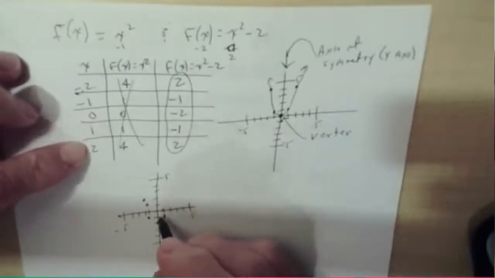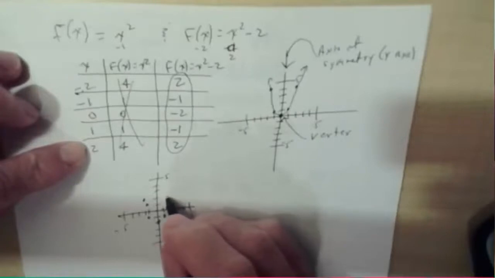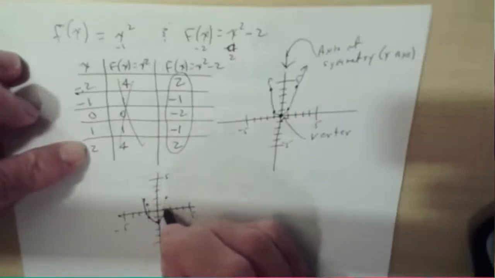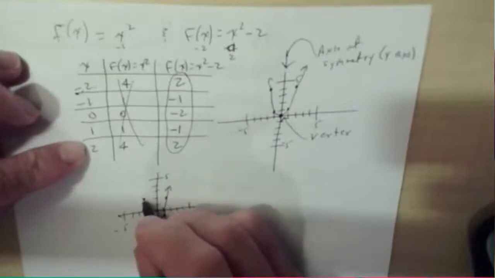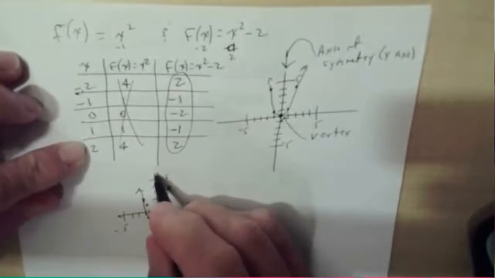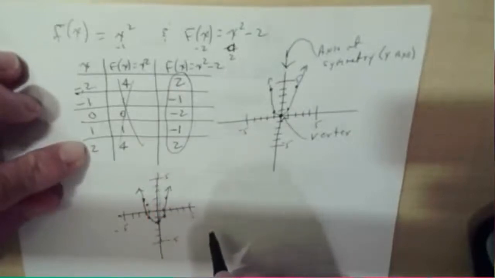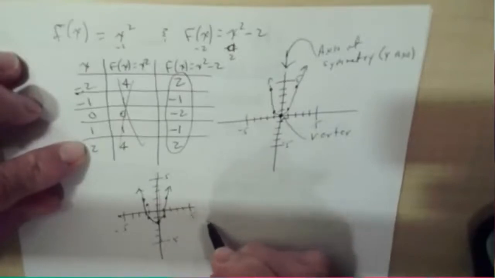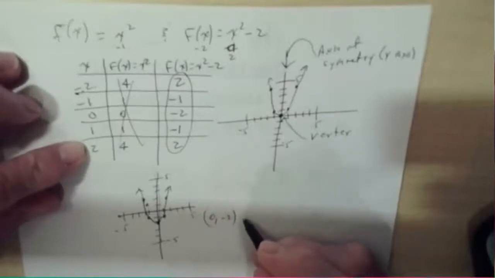2, 2. And our parabola goes like that. Axis of symmetry, again, is the y-axis. And our vertex is here, and that's at 0, negative 2. That's the vertex.